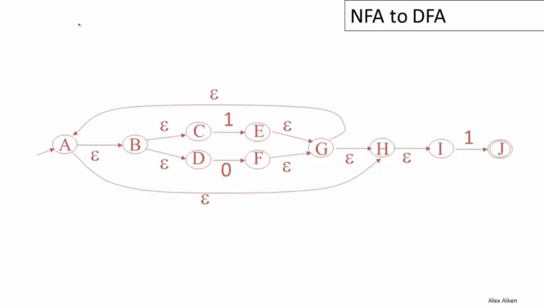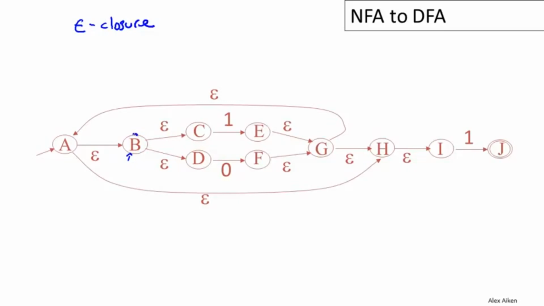So here's the non-deterministic finite automaton we finished up with last time. And the first thing we're going to discuss today is an important idea called the epsilon closure of a state. The basic idea of the epsilon closure is that I pick a state, and it could be a set of states, but we'll just do it for a single state.